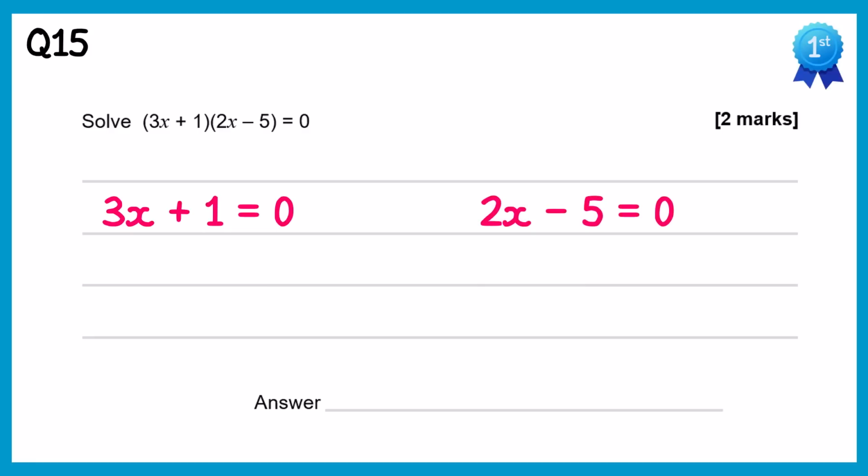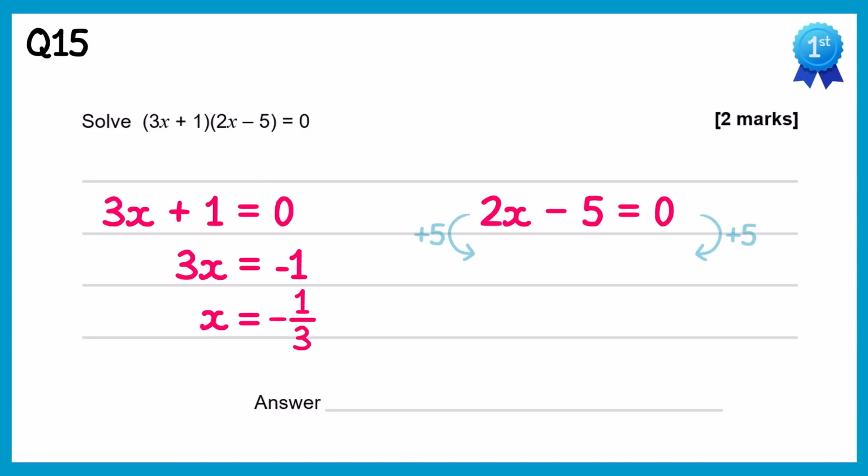To solve the left equation, we'll subtract 1 from both sides. On the left side, the 1's will cancel, so we just have 3x, and on the right side, 0 take away 1 is negative 1. Then we divide both sides by 3. 3x divided by 3 is just 1x, and negative 1 divided by 3 is negative 1/3.